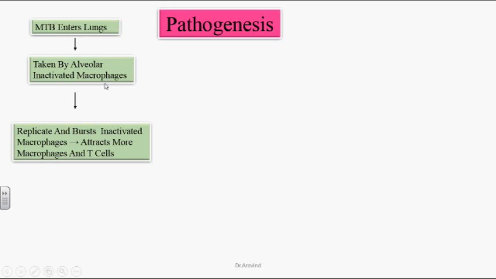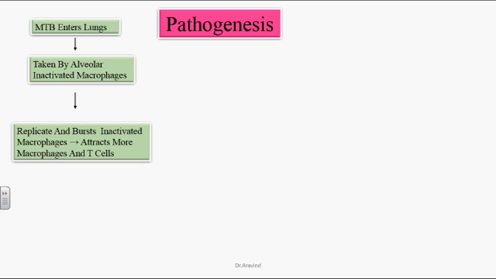inside these macrophages in the form of a phagocytic vesicle, this phagosome won't fuse with the lysosomal enzymes because of LAM, because of cord factor, because of sulfatides, glycolipids. They prevent this phagosome-lysosome interaction. Whenever there is no phagosome-lysosome interaction, inside the phagosome there also won't be any decrease in pH. Normally inside the phagosome there will be a decrease in pH.